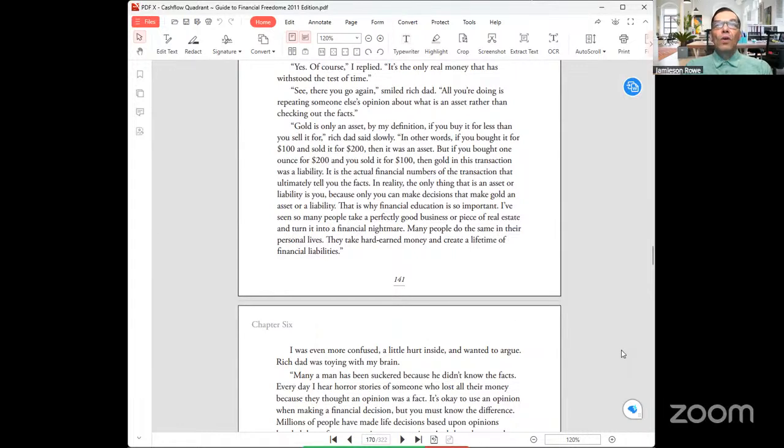In reality, the only thing that is an asset or a liability is you. What? In reality, the only thing that is an asset or a liability is you, because only you can make decisions that make gold an asset or a liability. Man, I need to highlight that one. That is why financial education is so important.